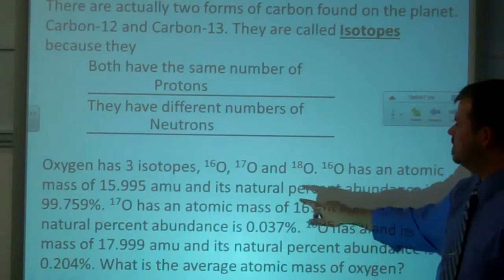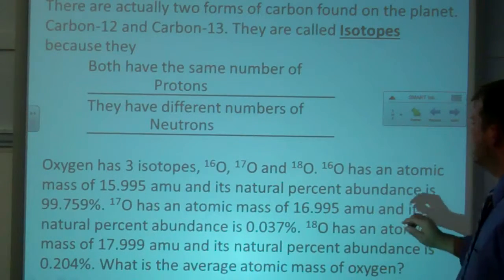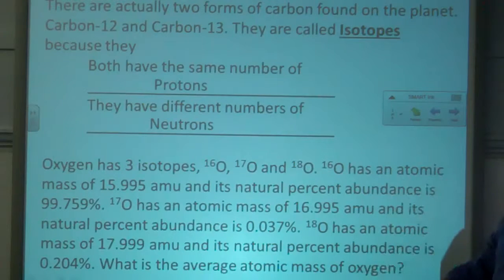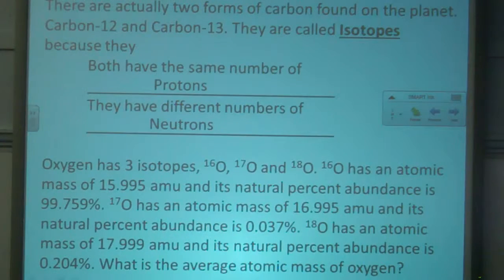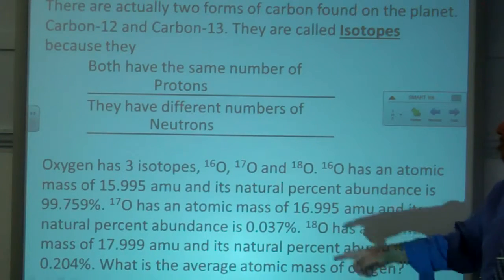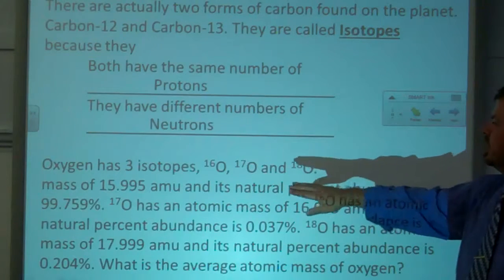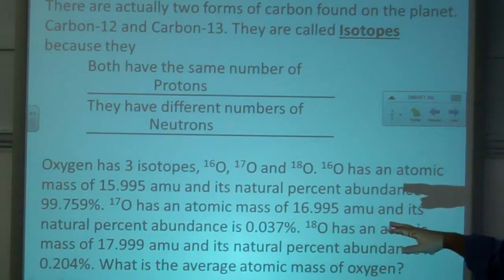Oxygen has 3 isotopes: 16, 17, and 18. Oxygen 16 has an atomic mass of 15.995, and its natural percentage abundance is 99.759%. That means out of all the oxygen atoms out there, most of them are oxygen 16, which has a mass of 15.995. Okay?